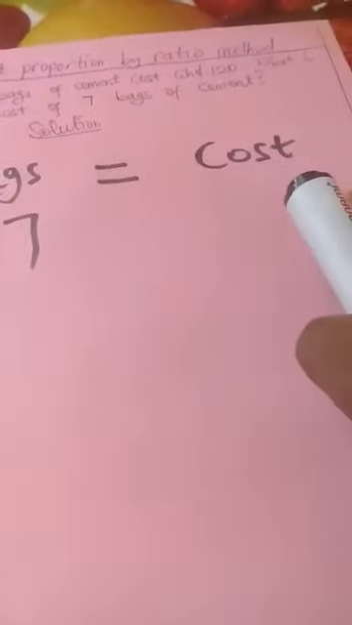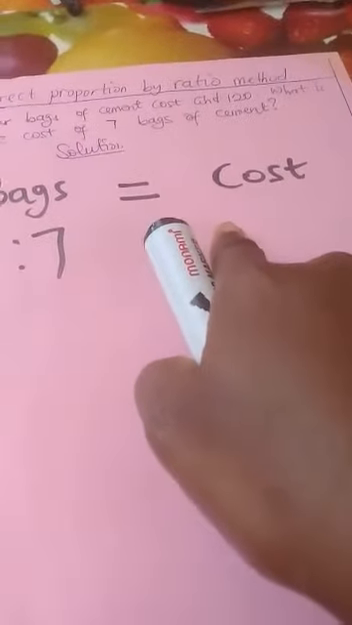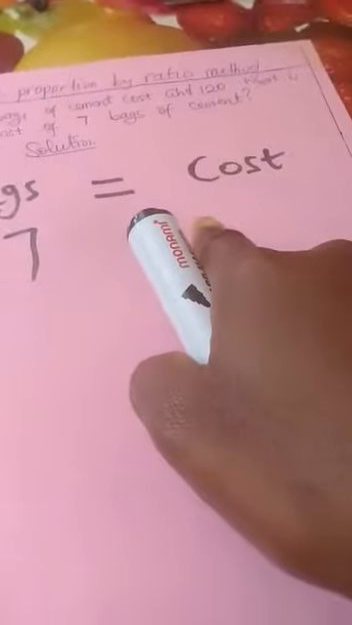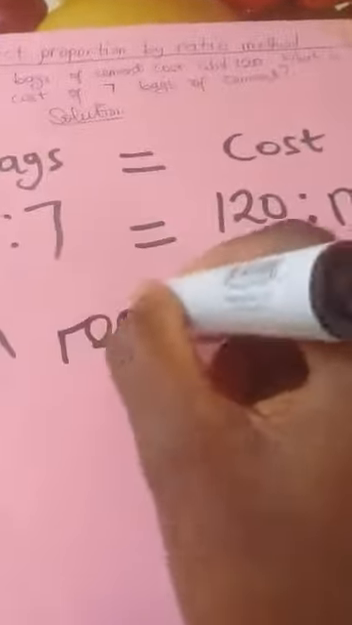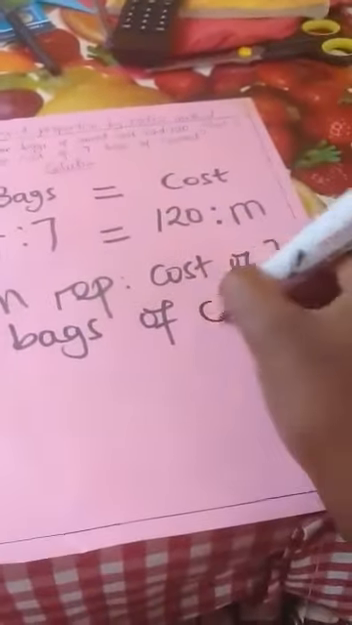Now let's go to the cost area. Since we wrote 4 first, we need to write the cost for 4 bags first under the cost here. So 4 bags cost 120 cedis, and 120 is to the cost of 7 bags. We don't know, so we can say let M be the cost of 7 bags of cement. So our M represents the cost of 7 bags of cement.